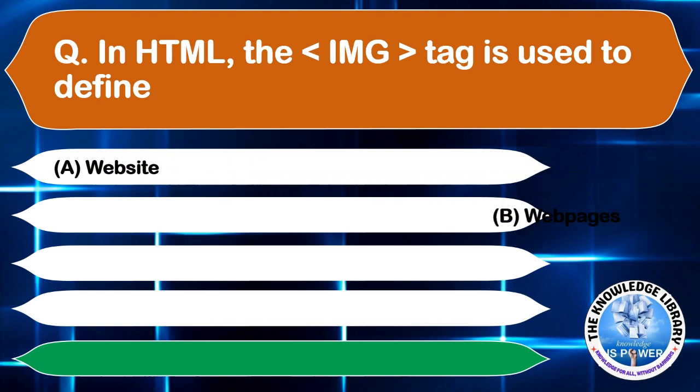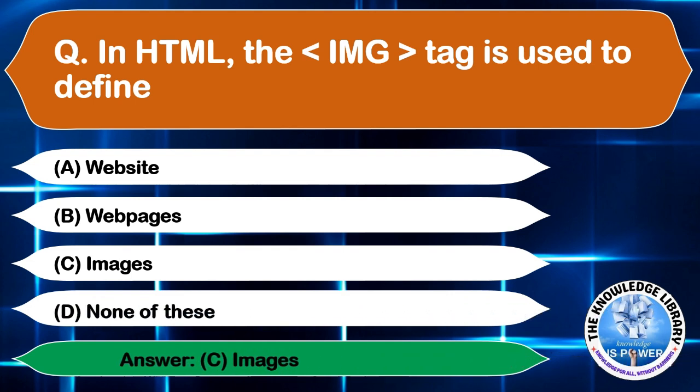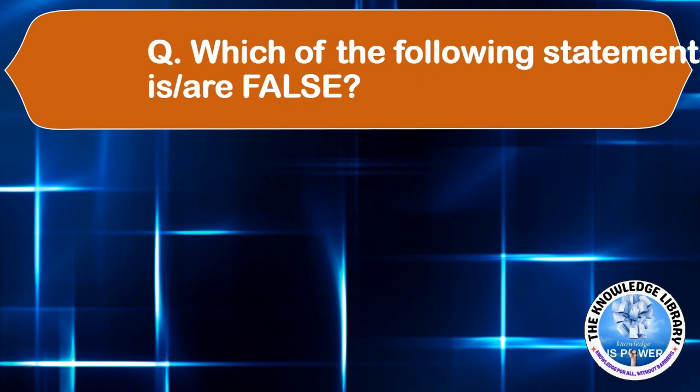The next question is, in HTML the image tag is used to define option A, website. Option B, web pages. Option C, images. Option D, none of these. The correct answer is option C, images.